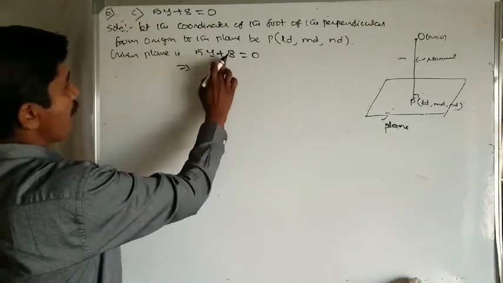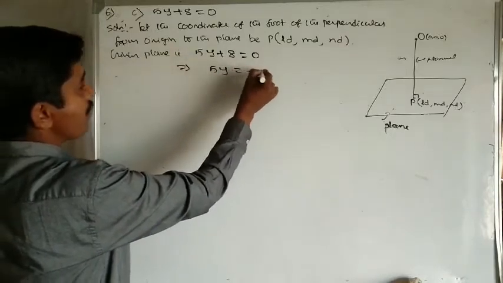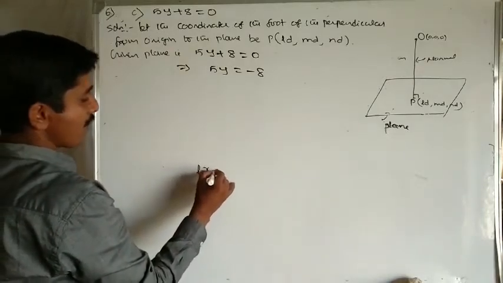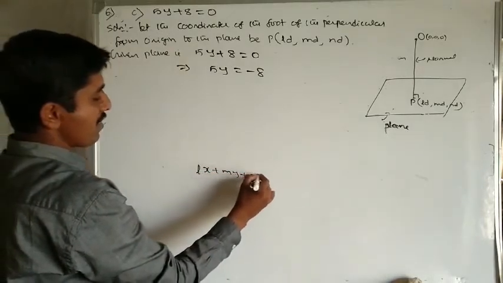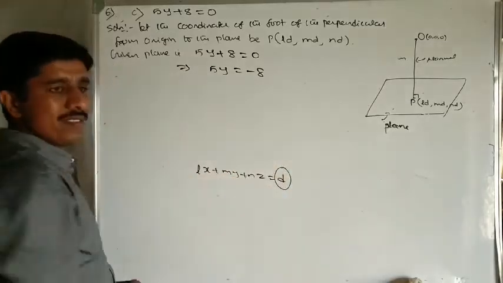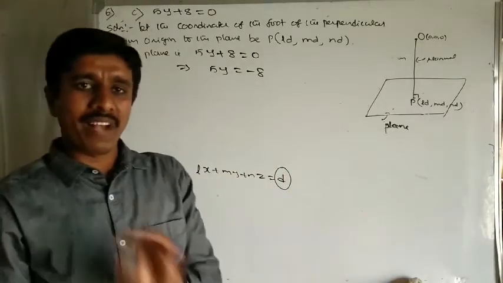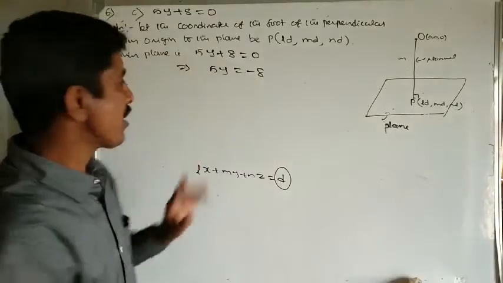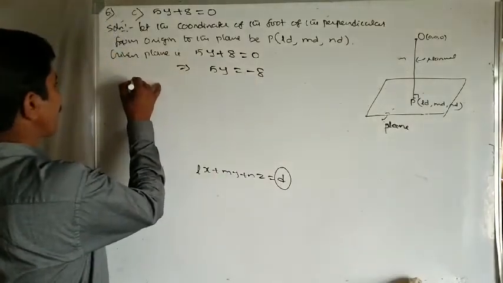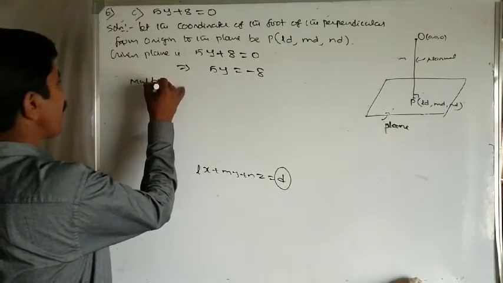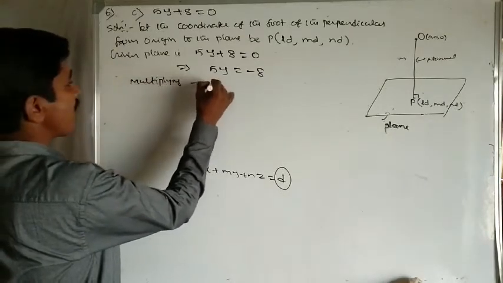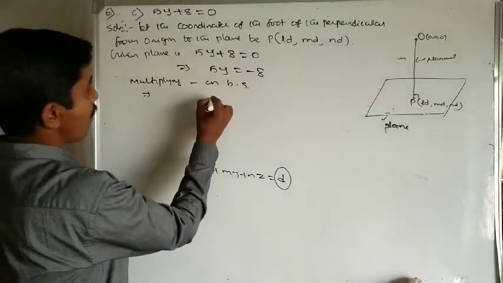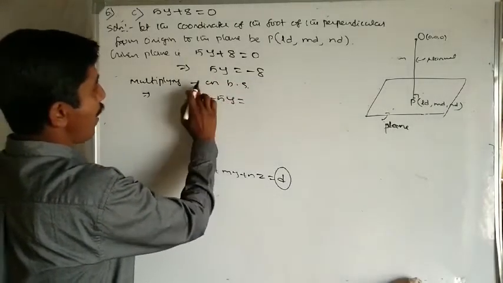5y plus 8, take the right side, it becomes minus 8. But the right side I am going to express in terms of distance here. Lx plus My plus Nz is equal to D. Here distance is always non-negative, it is positive. Therefore it cannot be negative. Therefore multiply by minus on both sides. Multiplying minus on both sides, we get minus 5y is equal to 8.